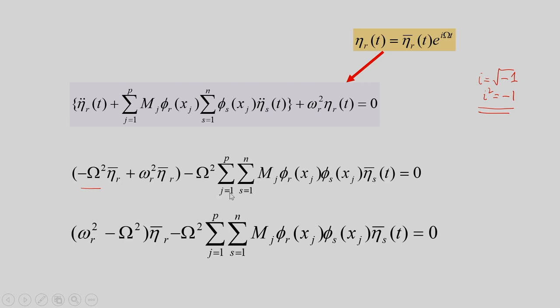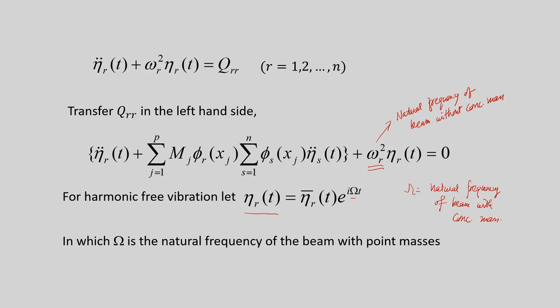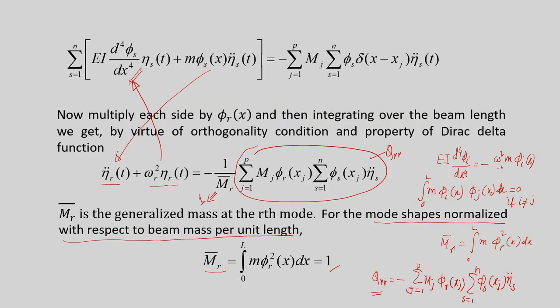So mass 1 is located at x1, mass 2 is at x2, like that. So there are p number of masses, so the summation goes from j equal to 1 to p, and then m_j phi_r(x_j) phi_s(x_j) eta_s(t). This x argument with j comes because of the property of the Dirac delta function. When the integration is done on the right hand side to determine the Q_r, we use the property of the Dirac delta function that you can see here.